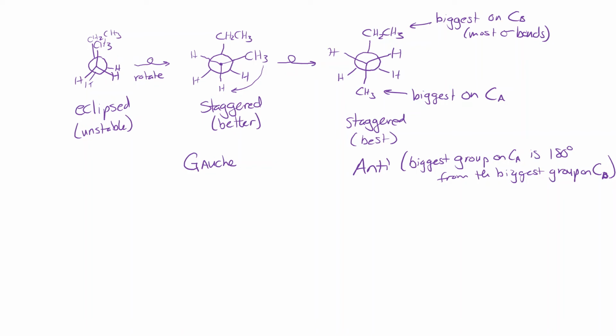This is definitely better than this. Staggered is better than eclipsed. Gauche is better than eclipsed. But if you can avoid gauche and get to anti, then that's good. So gauche is when you have your large groups only 60 degrees from each other. Right? And that's, again, better than eclipsed, but not nearly perfect, right?